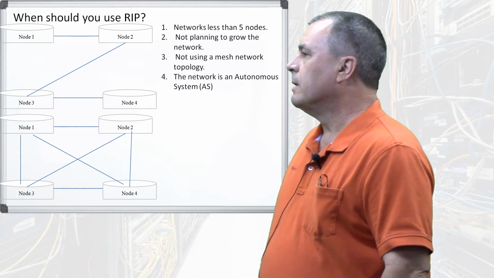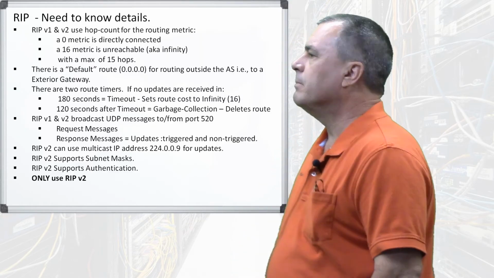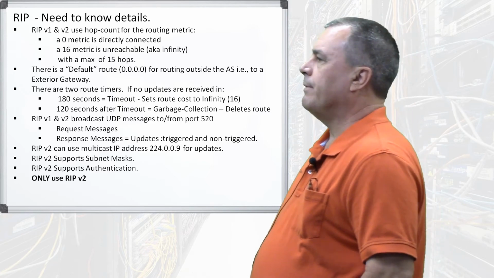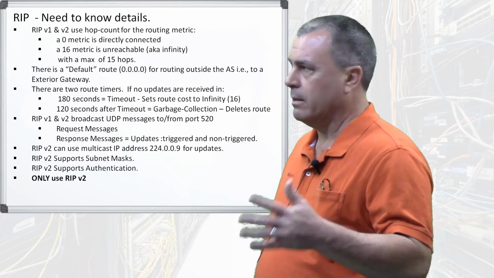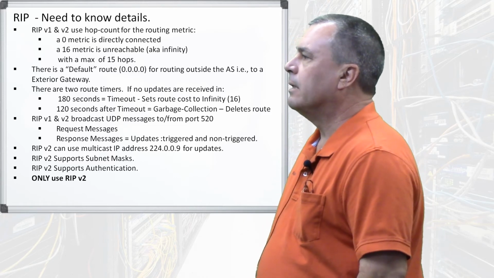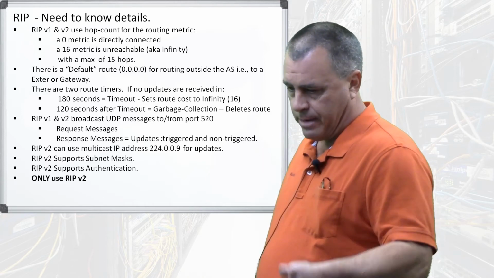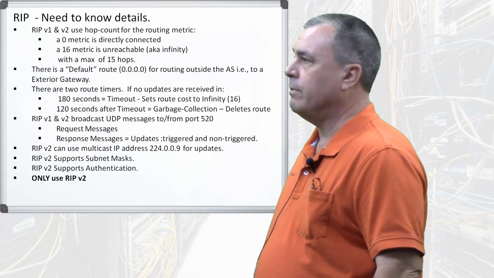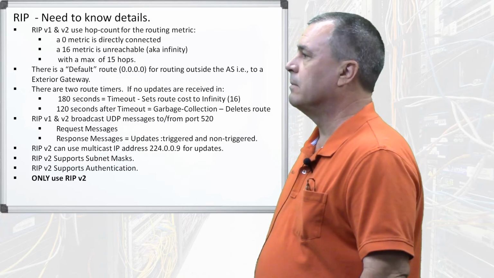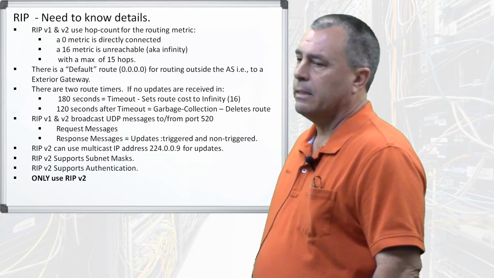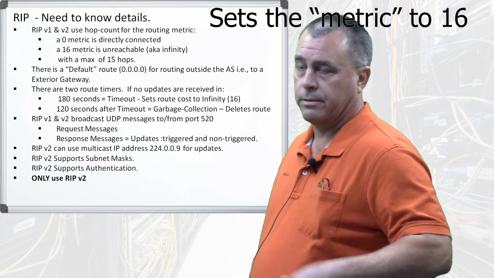Okay, so all right, here's some need-to-know details for RIP. RIP v1 and v2 use hop count for their routing metric, like we were discussing earlier, the counting to infinity thing. A metric of 0 means the route is directly on the node or the router. A metric of 16 is infinity, which means it's unreachable. And that's actually how it takes routes out of service, it sets the route to 16.